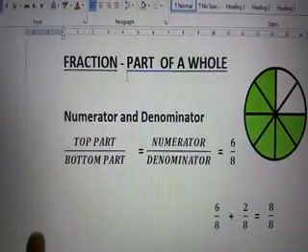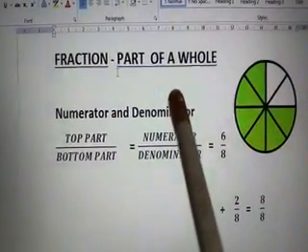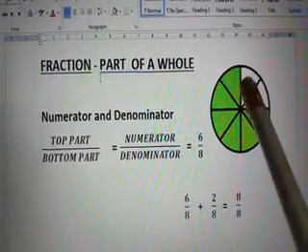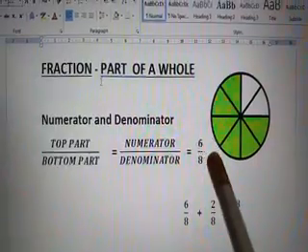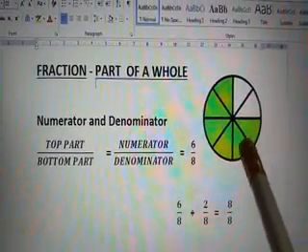Now what is fraction? Fraction is part of a whole. Part of a whole means पूरी एक shape का part. And this shape has how many parts? This shape has 8 parts. 1, 2, 3, 4, 5, 6, 7, 8.